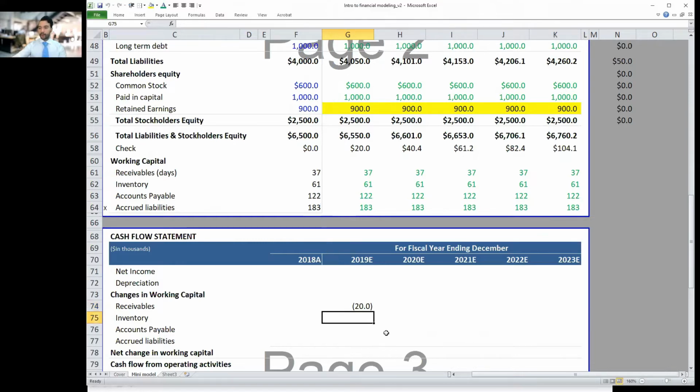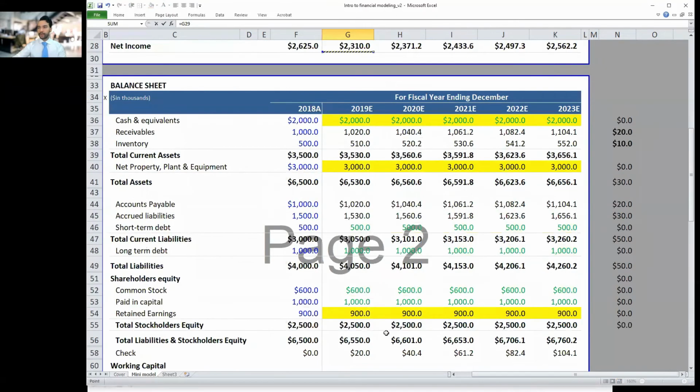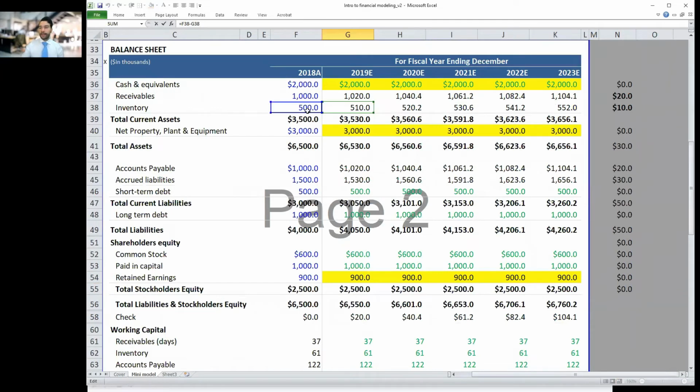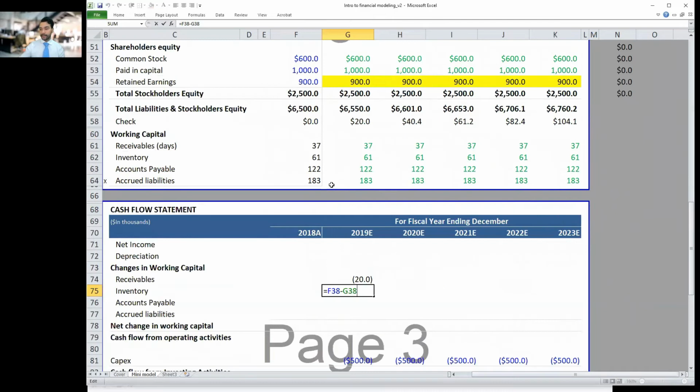Let's do the same thing for inventory, equals. For inventory, it's going to be the previous year minus the current year, and same thing, minus 10. Why? Because our inventory increased. If our inventory increased from one year to the next by 10, that means that I spent about $10,000 buying more materials, more supplies, which is now sitting in the warehouse. But did I pay that on credit or did I pay it in cash? Well, here it is. It's paid in cash. So although my inventory increased, that means it was a cash outflow because I bought more supplies or raw materials.